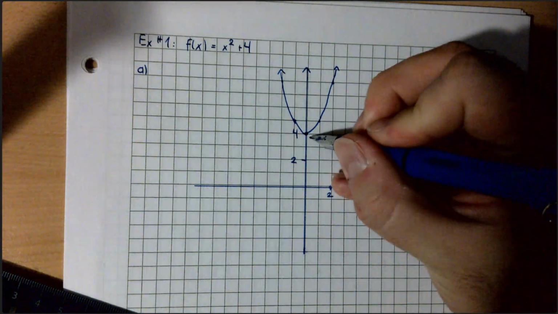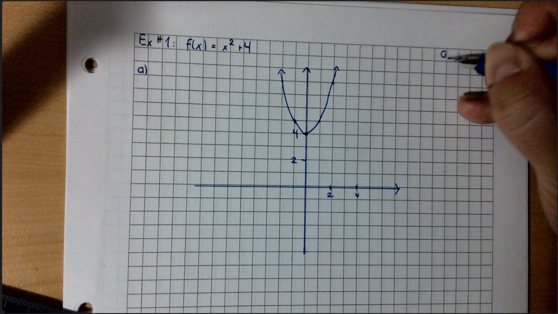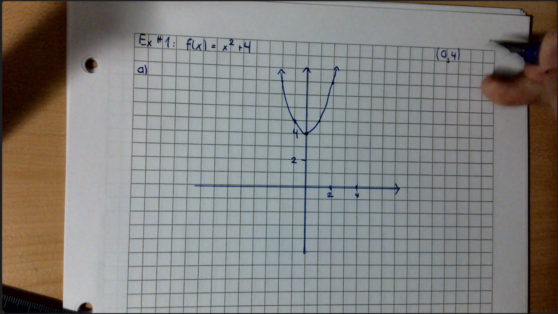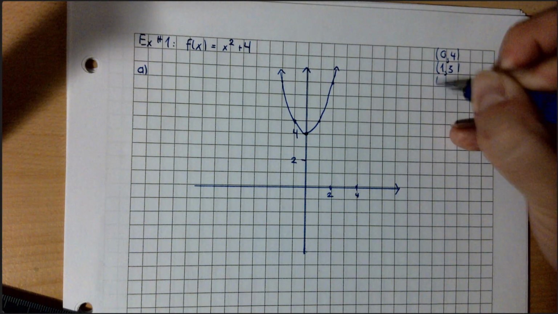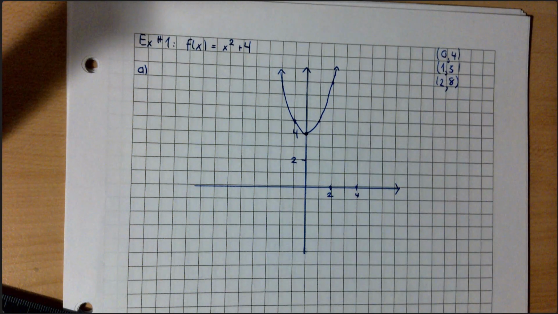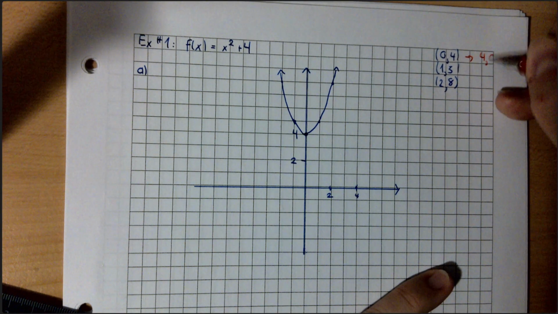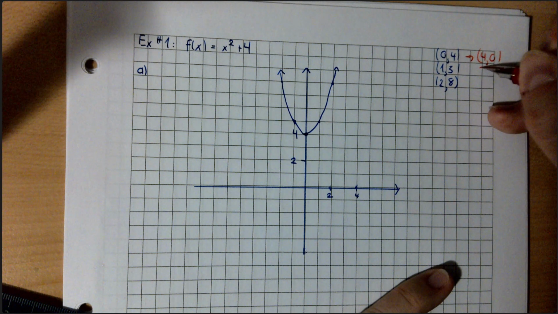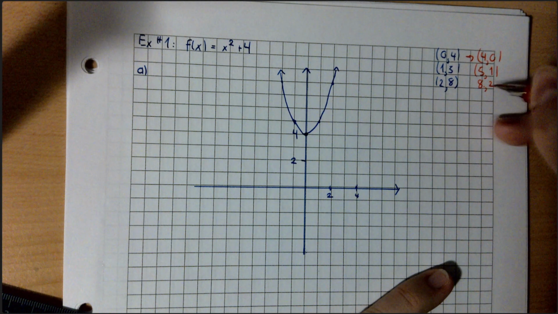So you look at the coordinate setup for each of the points. Our vertex is going to be what? 0, 4. Then our next point would be 1, 5, and the next one's going to be 2, what? 8. And because we're swapping our domain and range for our inverse function, which I'm going to write and graph in red, it becomes 4, 0, 5, 1, and 8, 2.